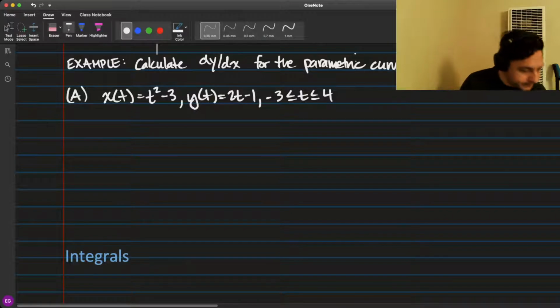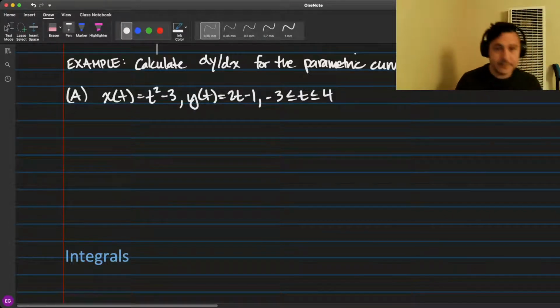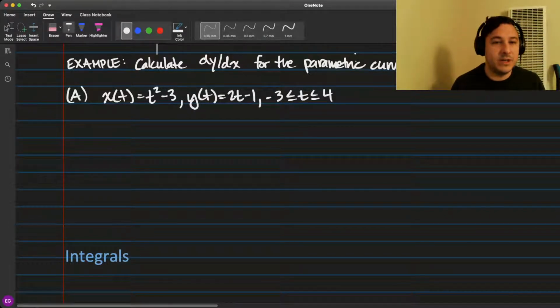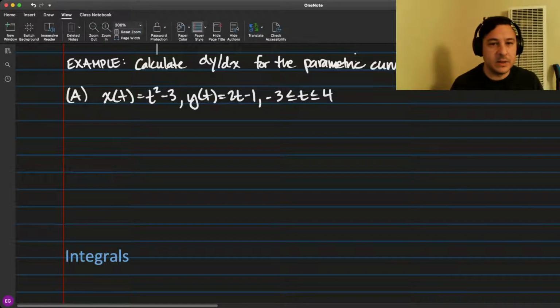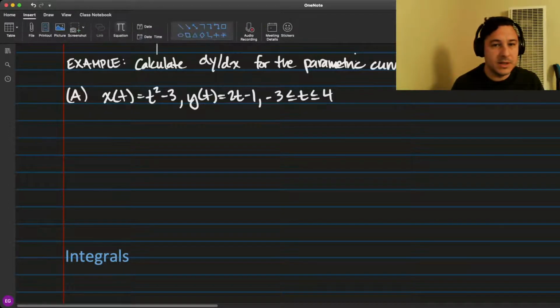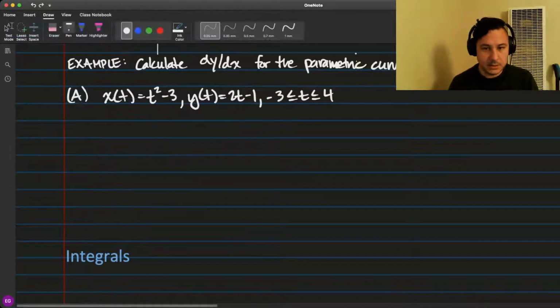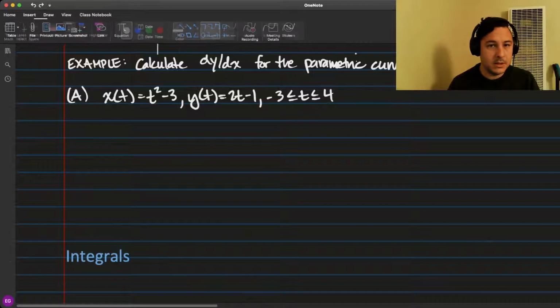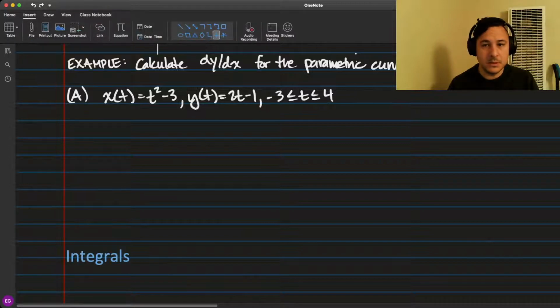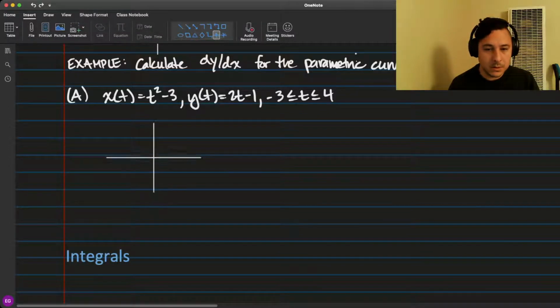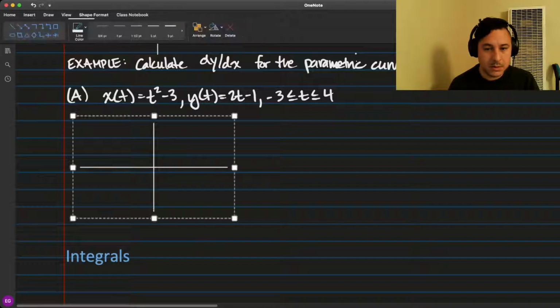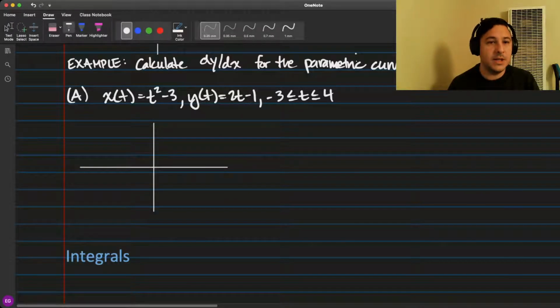Okay. So let's just spend a little bit of time drawing this and verifying that it works. So I'm going to insert an xy axis. Oops, sorry. Do that again. I messed up. Okay, cool.